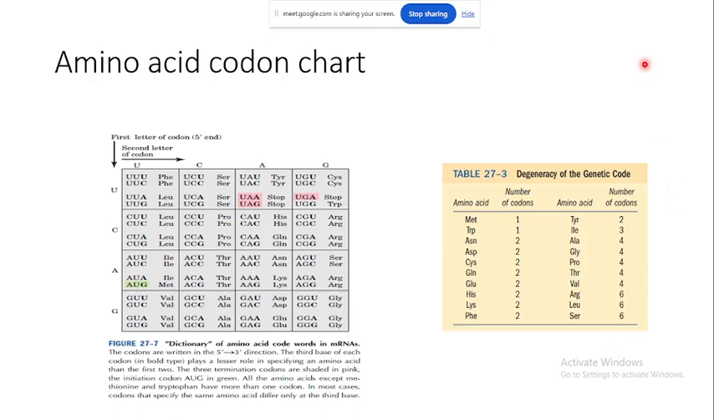So this is called the degeneracy of the genetic code, where except Met and Trp, the other amino acids can be coded by multiple codons, right? So this is called the degeneracy of the genetic code, when one amino acid can be coded by multiple codons.